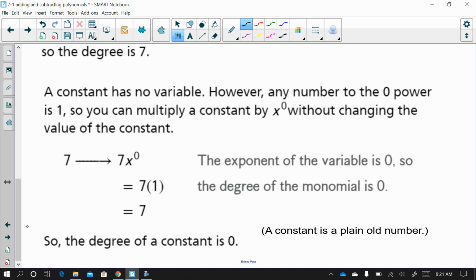So we can multiply a constant by x to the 0, because x to the 0 is just 1, and anything times 1 is just itself. So it doesn't change our problem. Really, we can take 7 and rewrite it as 7 times x to the 0. Again, remember, x to the 0 is 1, so we really just have 7 times 1, or 7. Therefore, the degree of a constant is 0, because our exponent is 0. Big thing to remember: a constant is a plain old number, degree of 0.